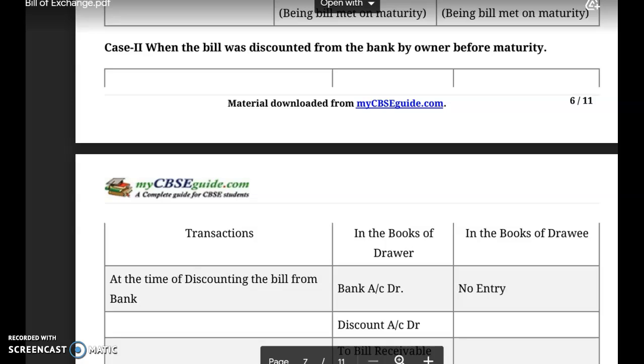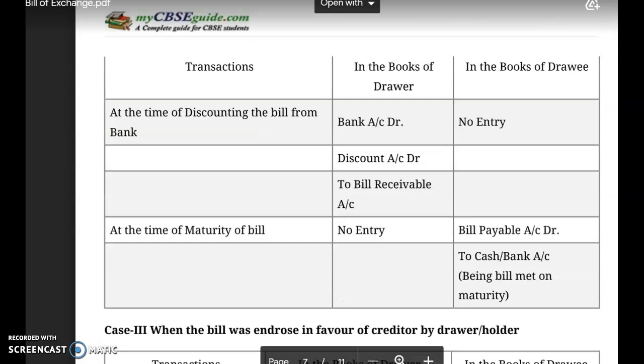For the drawer, the discount which is deducted by the bank is a loss, so he will debit it. The entry in the books of the drawer will be bank account debit with the amount which the bank gives, and discount account debit with the discount charge taken by the bank. Discount account is a nominal account. It will be credited to bills receivable, as that bill goes from him to the bank. There will be no entry in the books of the drawee, because the drawee is in no way concerned with the uses of the bill by the drawer.